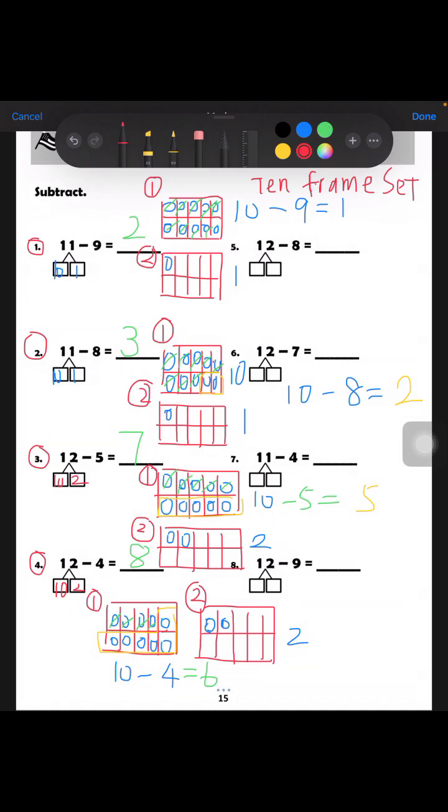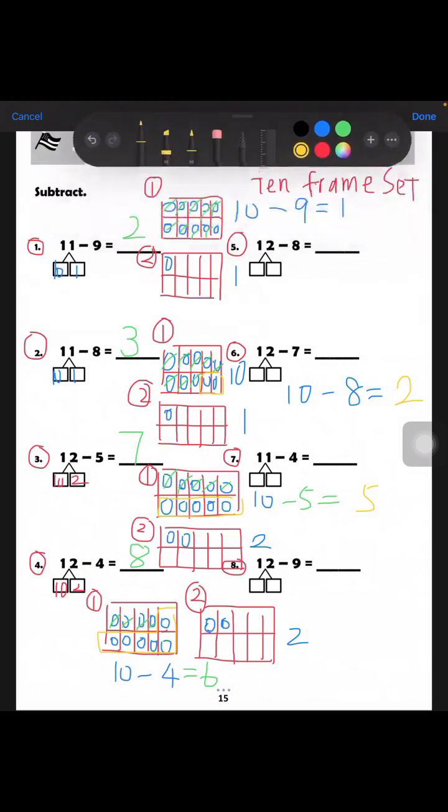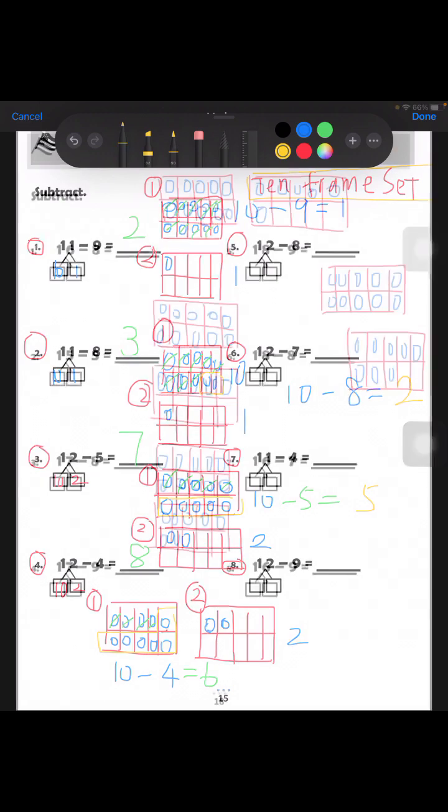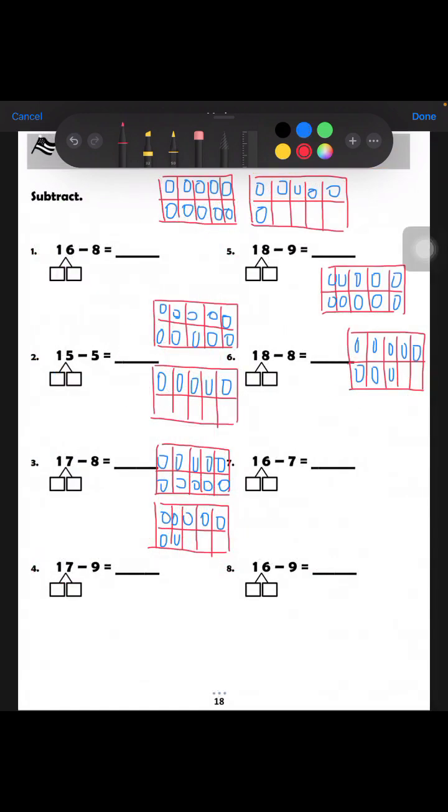Okay, so for the rest of the question 5, question 6, question 7, and question 8, please try to finish by yourself and do the subtraction with the help of 10 frame set. Okay, now please turn to page 18, and in this page we'll also do some subtraction question. So take a look at question 1, 16 minus 8.